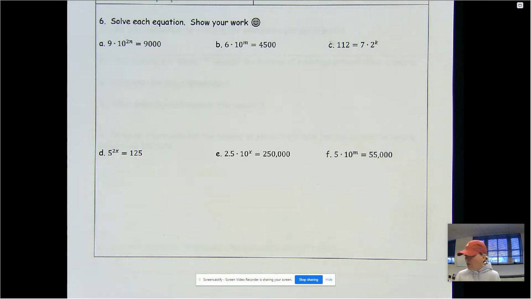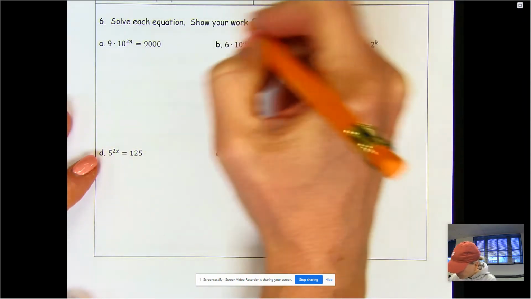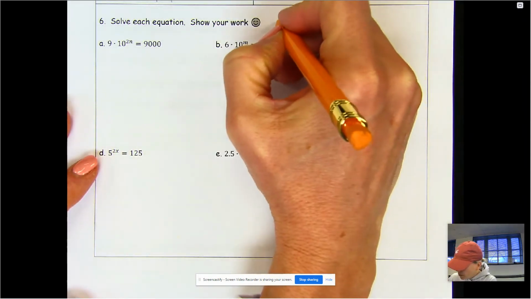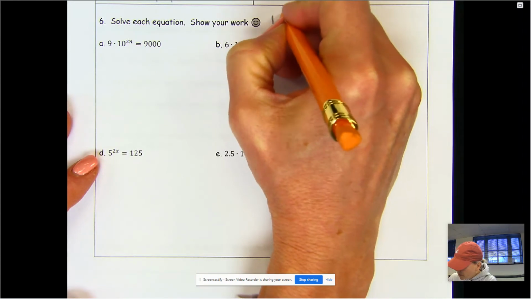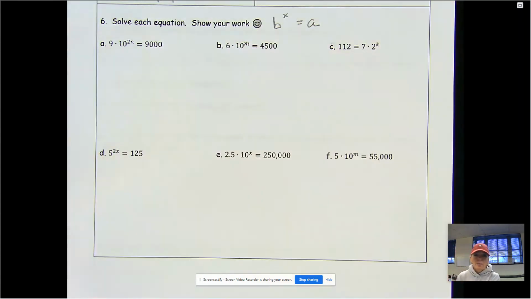All right, so our strategy is always to start by getting the base and exponent all by itself. So we want to eventually get all of our equations into some sort of base to the exponent equals a value. And at that point, we can either determine the exponent because a is a power of b, or we can use a logarithm because a isn't a power of b.